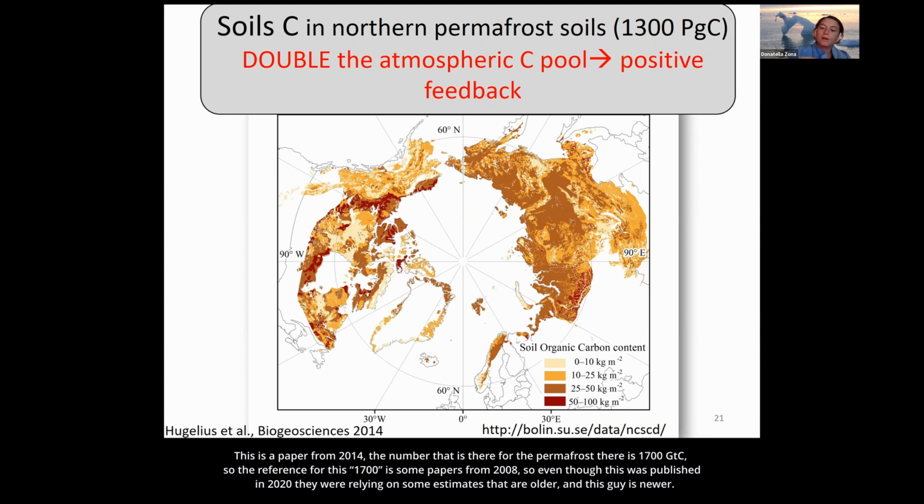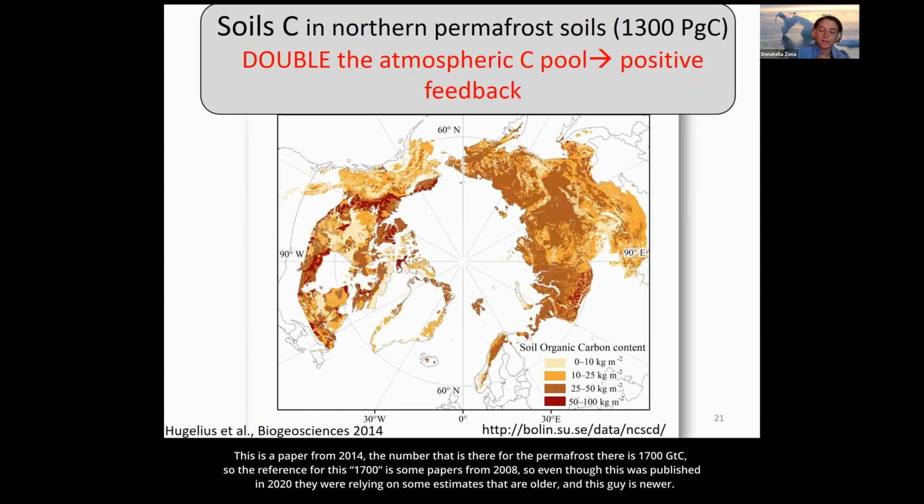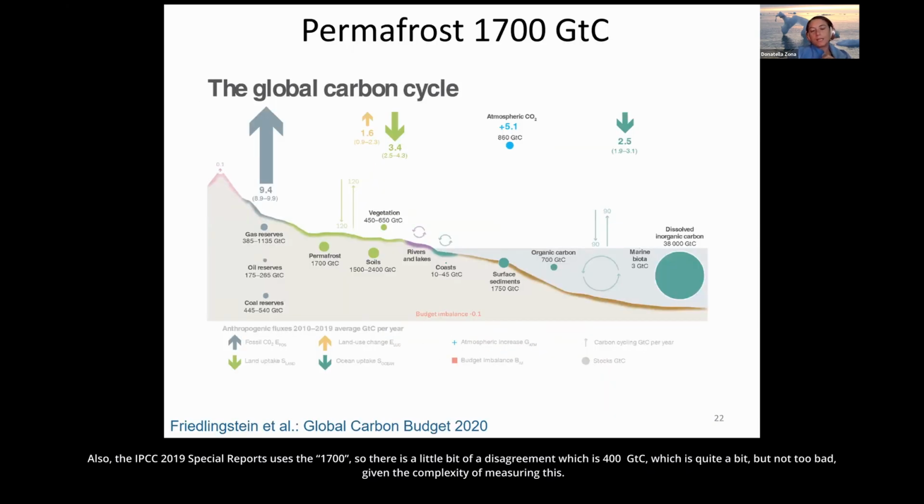So this is a paper from 2014. The number that is there for the permafrost is 1,700. The reference for this 1,700 is actually some papers from 2008. So even if this was published in 2020, they are relying on some of the estimates that are older, and this one is newer. And also the IPCC 2019 special report uses the 1,700. So there is a little bit of a disagreement, which is 400 gigatons of carbon, which is quite a bit, but not too bad, I mean, given the complexity of measuring this.